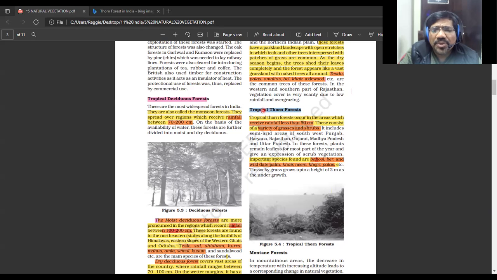Now we are on tropical thorn forest. Tropical thorn forest, if we look at it, the rainfall is less than 50 centimeters, and a variety of grasses and scrubs are there. And what are the trees grown here? It is babool, ber, wild date palm, kher, neem, and palash. So you can see the nature of the trees has also changed.